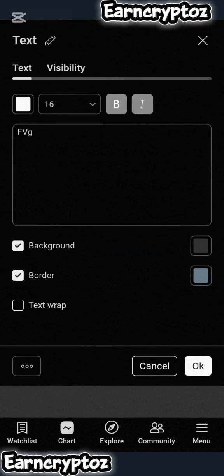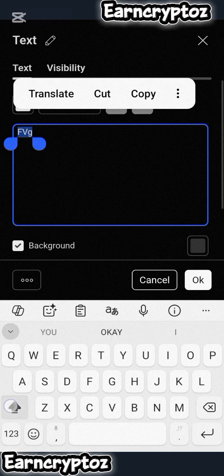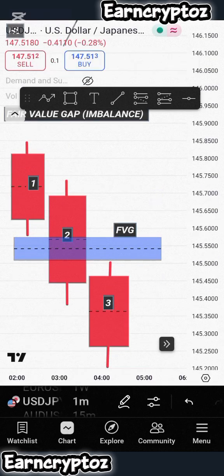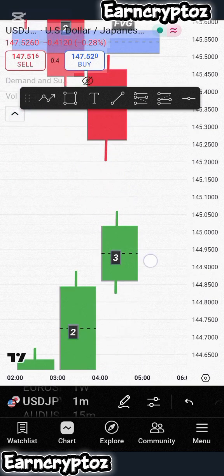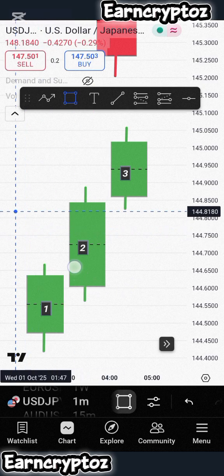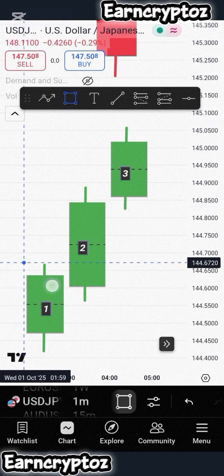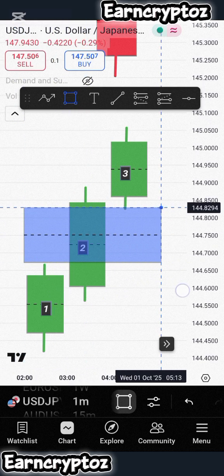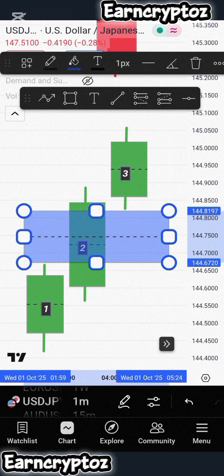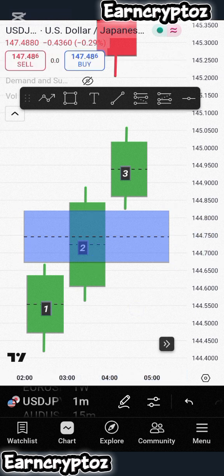Okay, so we're going to see another example. That's fair value gap. So let's look at the uptrend situation. You can see candle 1, candle 2 and candle 3. You will see this gap between candle 1 and candle 3. You can see the high of candle 1 and the low of candle 3. So that gap between them is what we call imbalance. It is what we call fair value gap.